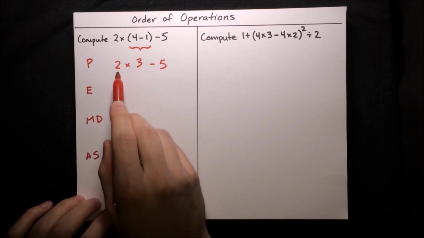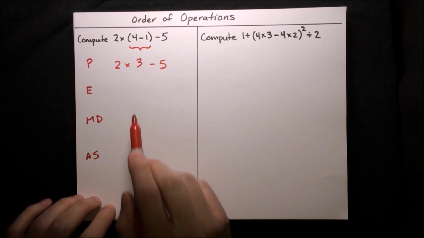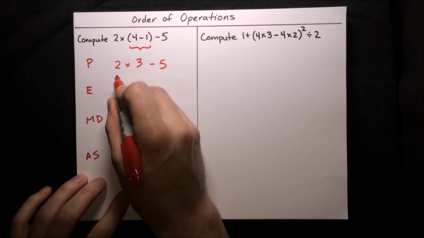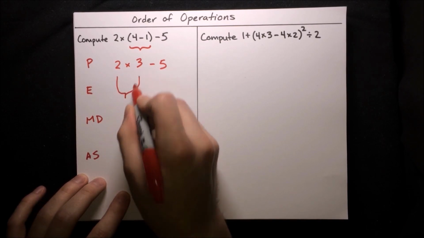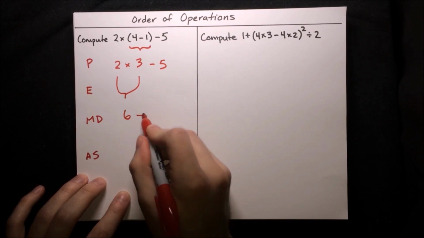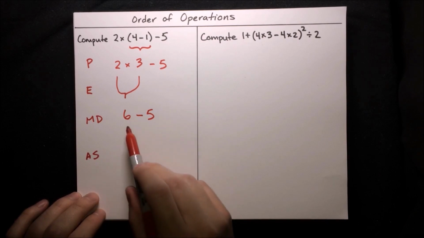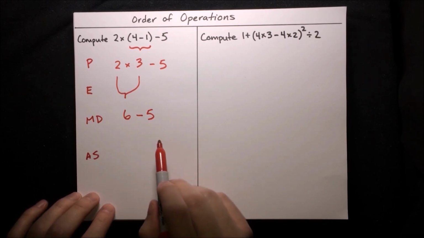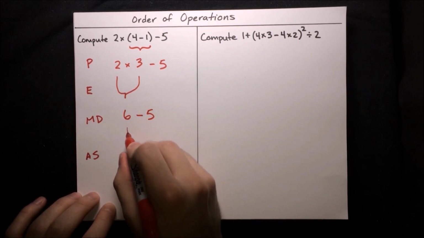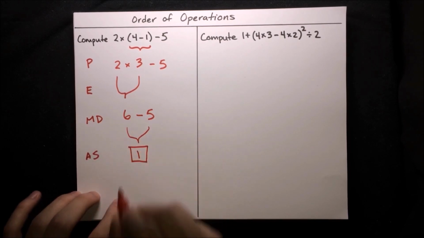Multiplication and division, here's a 2 times 3, that's multiplication, so we should do that before subtraction. So let's do that 2 times 3, that just makes 6. And then 6 minus 5 is what we're left with. Now we just go ahead and do our addition and subtraction. We've got a 6 minus 5, just do that subtraction. 6 minus 5, that makes 1. So there we go, 1 is our final answer.